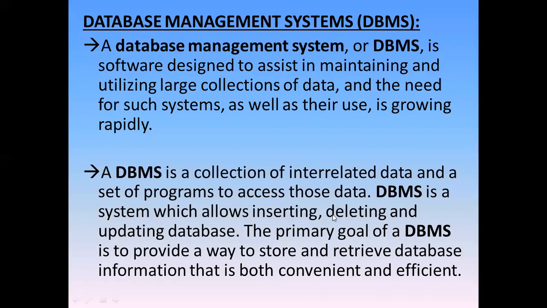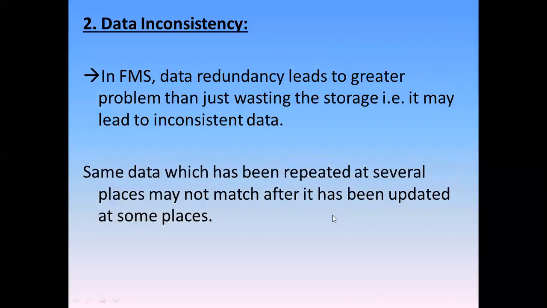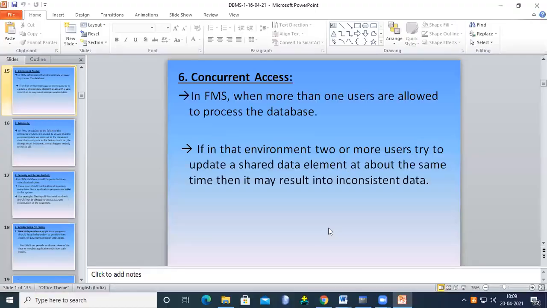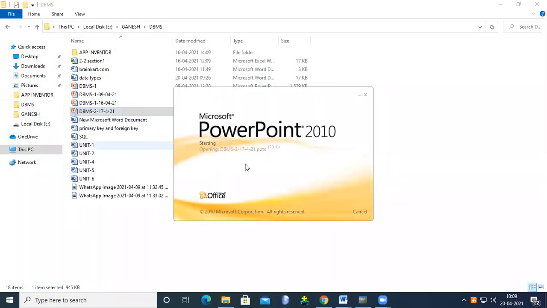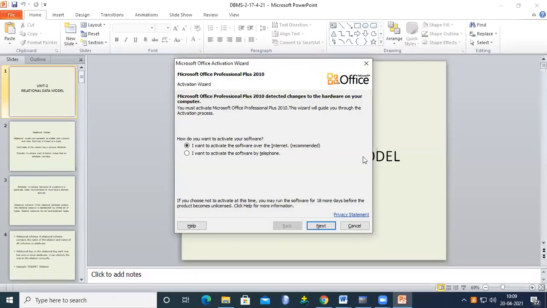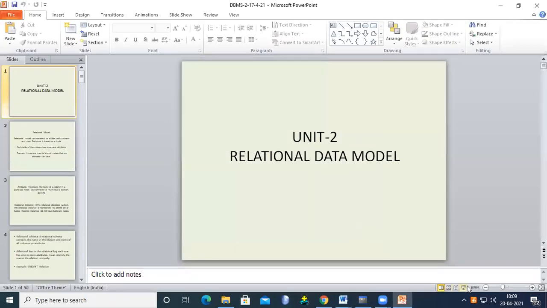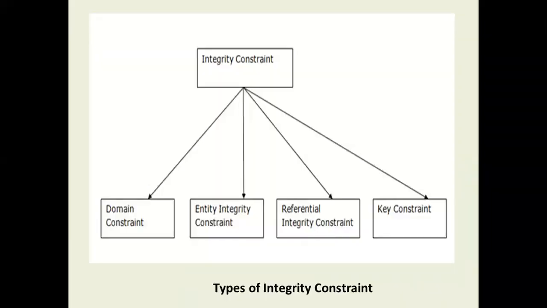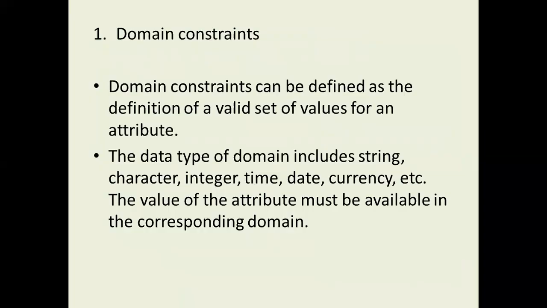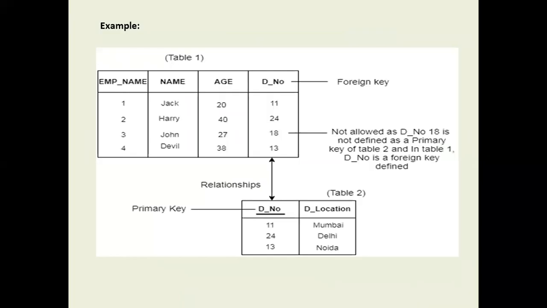In the last classes, we were discussing this. Please observe now. In the last class, we already discussed this. Here we discussed different types of constraints also. I hope all of the members were able to understand what is a primary key and what is a foreign key. We will try to discuss it again in this class.